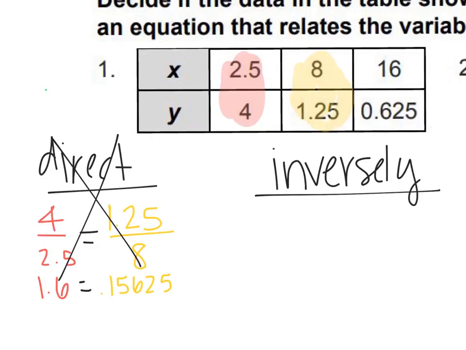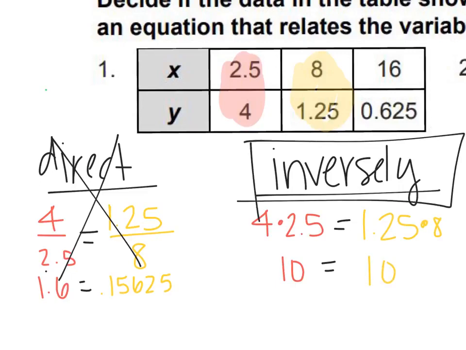So what do you think inversely means? When you multiply them, they should give you the same thing. So that means that if they vary inversely, then 4 times 2.5 should equal 1.25 times 8. They will have the same constant of variation when you multiply them. So what is 4 times 2.5? 10. What is 1.25 times 8? 10. So were those the same? Yes. Then this varies inversely.